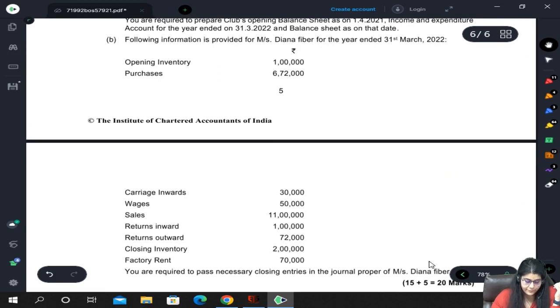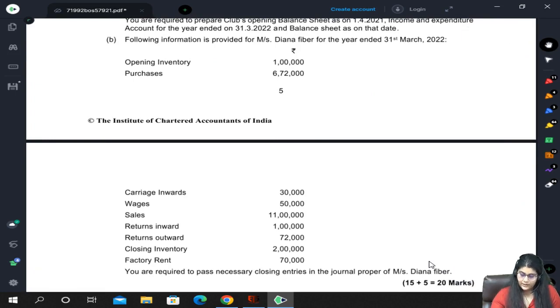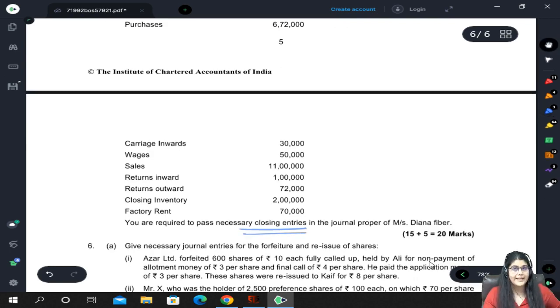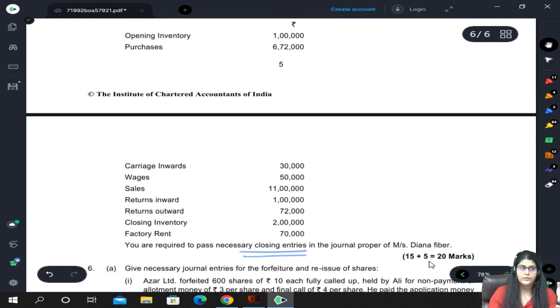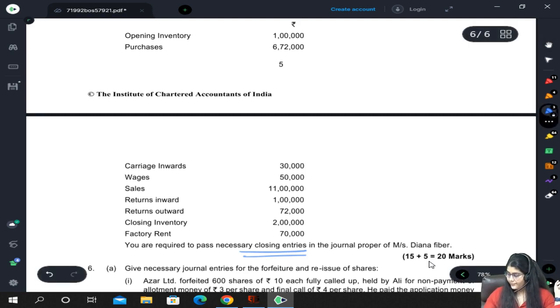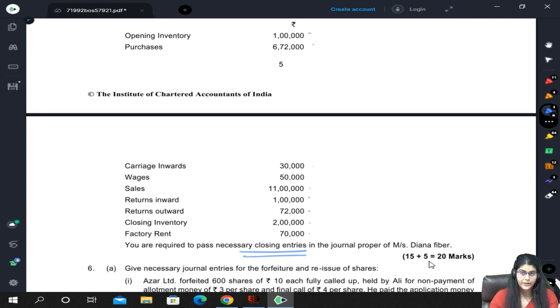Now, 5B. Following information is provided for Mrs. Diana Fiber for the year ended 31st March 22. We have to pass the closing entries. Okay. Quite easy. This is something which we do anyway in final accounts so seamlessly. So let's start with the opening. So we have opening inventory, purchases, carriage inwards, wages, sales, return inwards, return outward, closing inventory, factory rent. Okay, so everything has to go to the PL account or the trading account. All of them are trading account items.